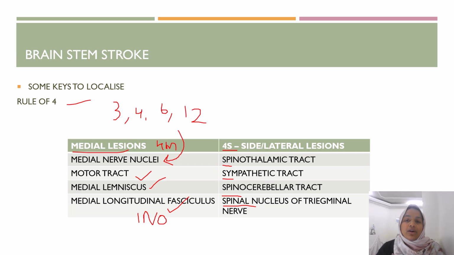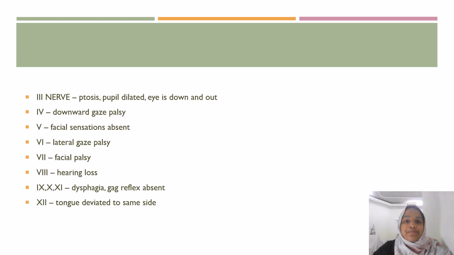4S is for the side or lateral. Spinothalamic tract, spinocerebellar tract, where the patient can present with ataxia. Then sympathetic tract, patient presenting with Horner's, and spinal nucleus of trigeminal. Trigeminal has different nuclei. That is why we talk about the spinal nucleus, which is concerned with the facial sensations from the same side of the face. Okay, that was the medial versus lateral, and where the cranial nerves are situated.